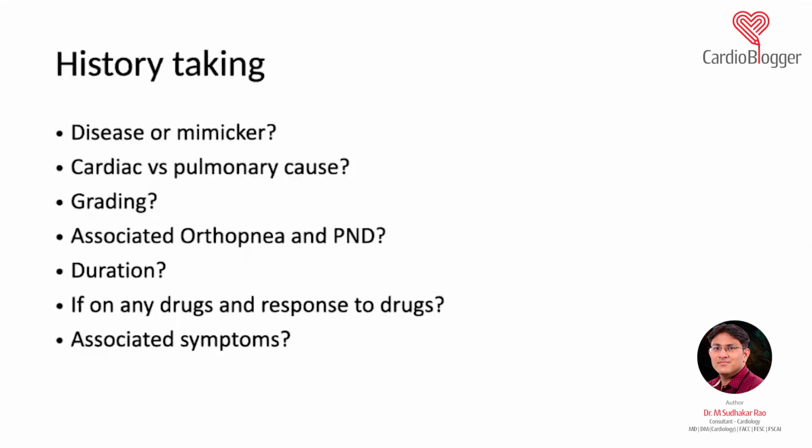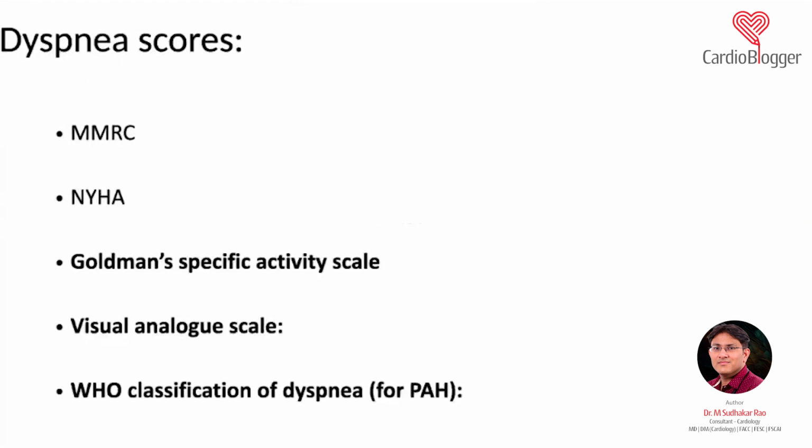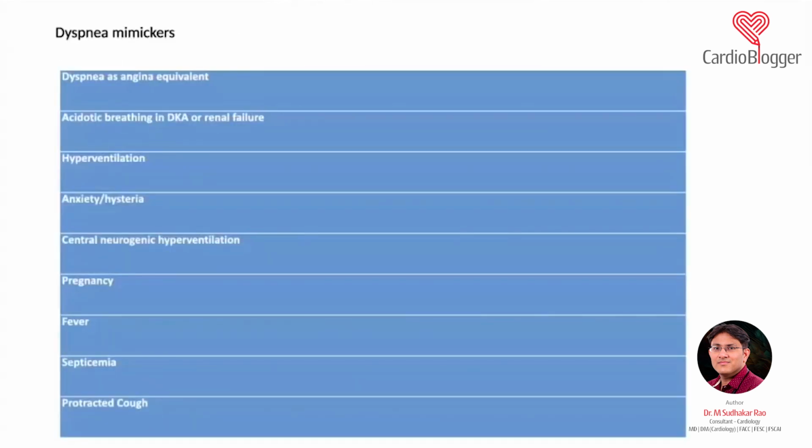Now, as I told you, you have to always ask a clear history of dyspnea. Is it a dyspnea or a mimicker? Before going to that, there are various dyspnea mimickers. If a patient presents with dyspnea as an anginal equivalent, we know males usually present with typical angina. It is the females who usually present with anginal equivalents like fatigue or dyspnea, or diaphoresis, or sometimes exertional syncope. So these are various anginal equivalents.